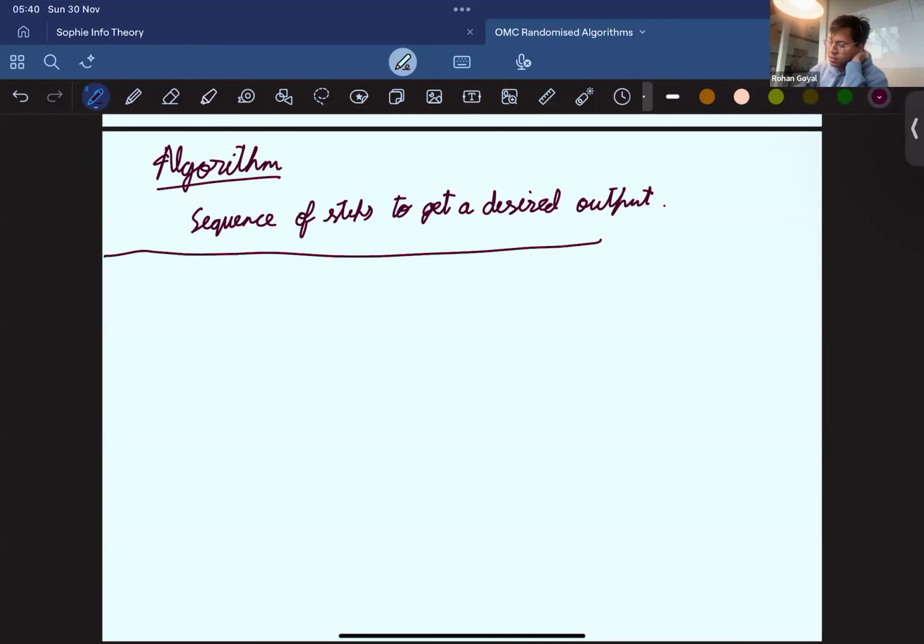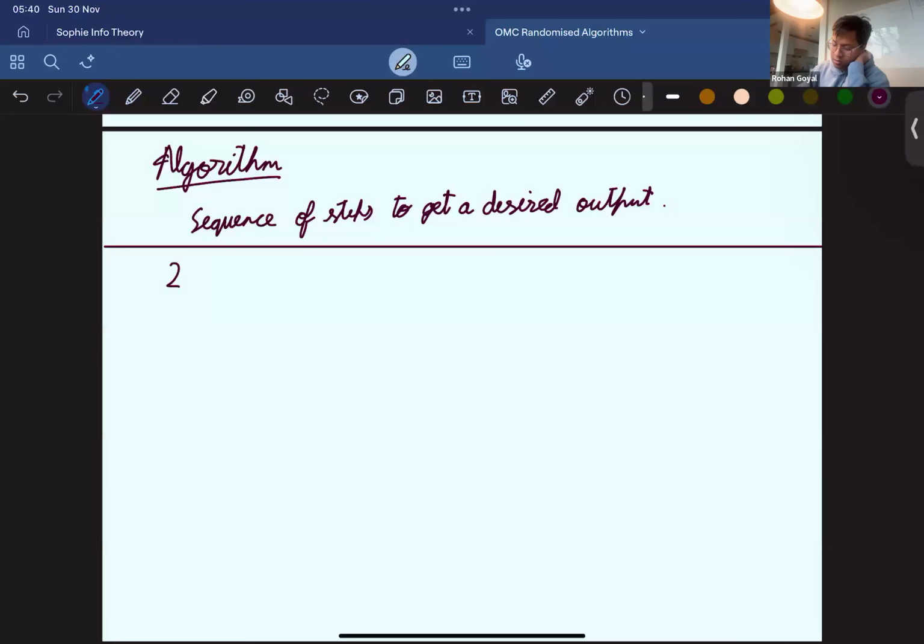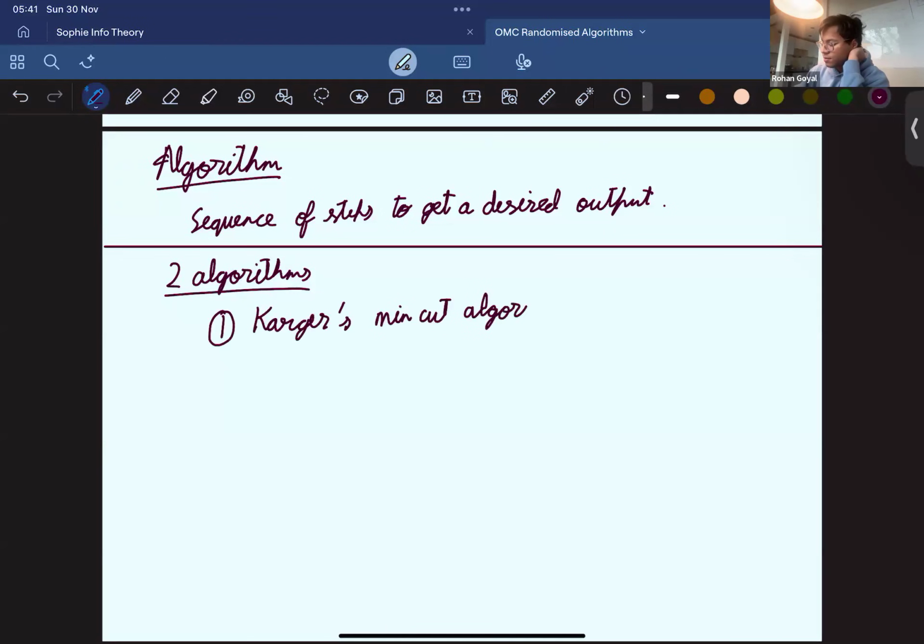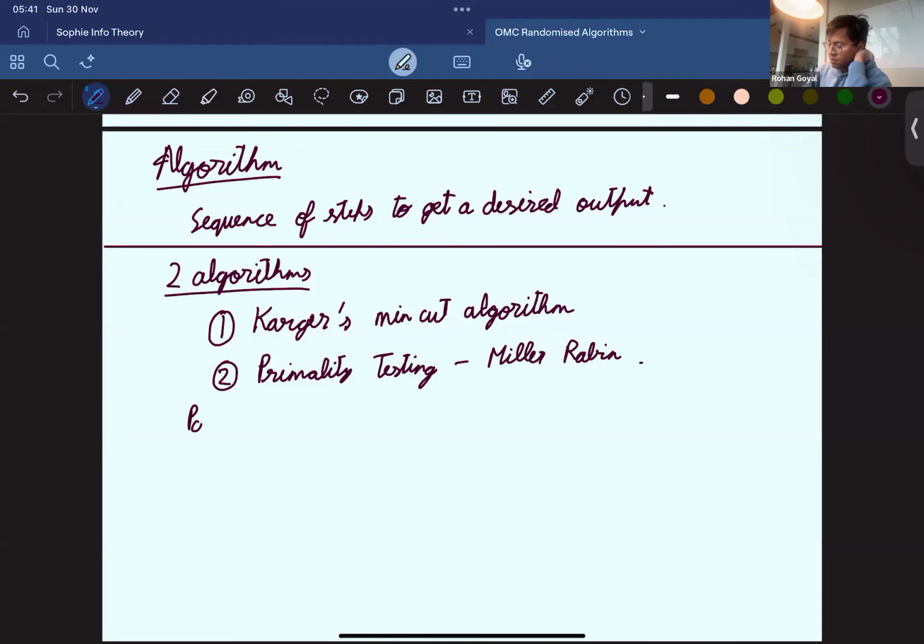Good. So what are we going to see today? The plan is to see two algorithms at the very least that use randomness in very interesting ways. The first algorithm we'll see is called Karger's min-cut algorithm. This is one of my absolute favorite algorithms. It's still crazy to me that this works. The second one we'll see is primality testing: how to check if a number is prime. Miller-Rabin. And we'll show you some powerful power of randomness.